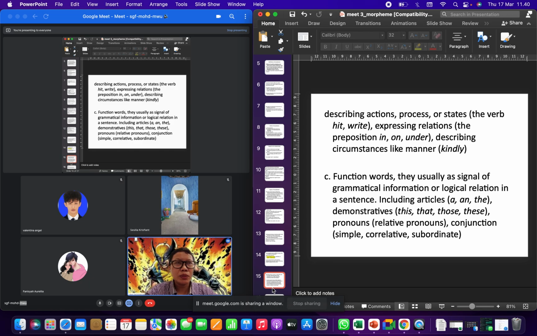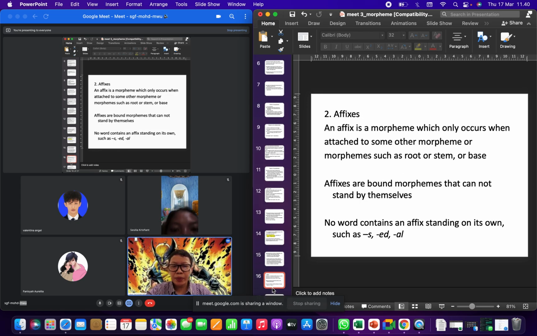It includes the use of articles such as a and the. And also it includes demonstratives such as this, that, those, and these. It also includes pronouns such as relative pronouns. And also it includes conjunctions such as simple, correlative, and subordinate. So this is our function word.